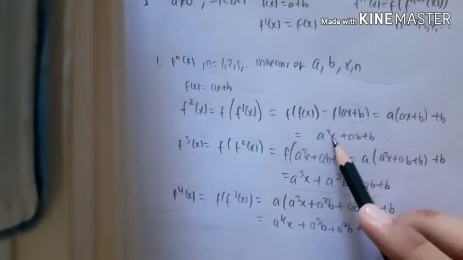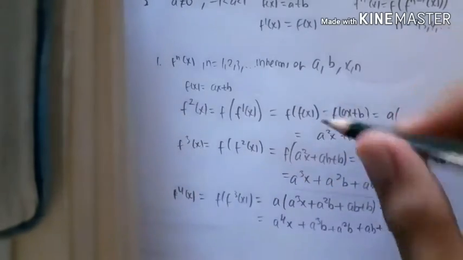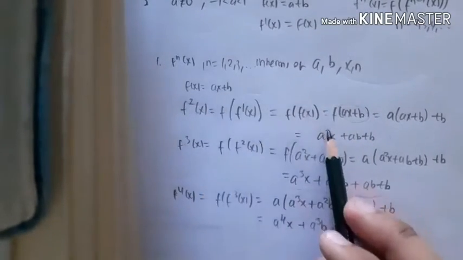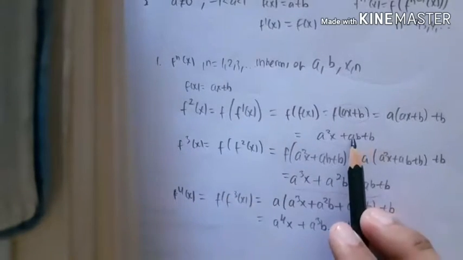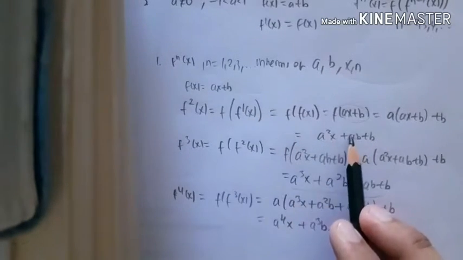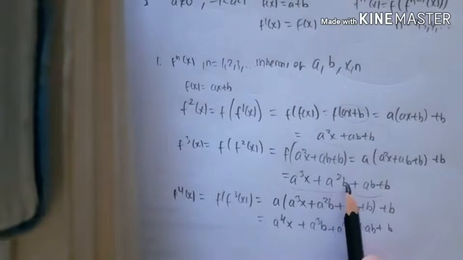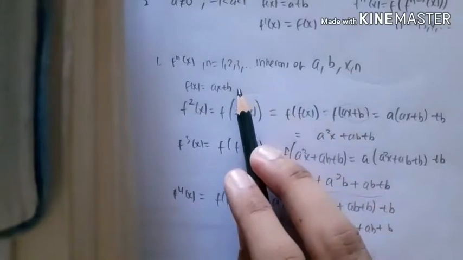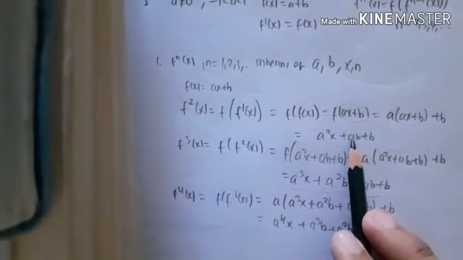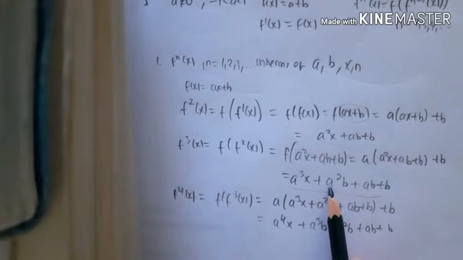This a squared x from f squared x actually continues from a to the power of 1, a to the power of 2, a to the power of 3, a to the power of 4, and b is always there. Meanwhile, ab is here. You see that this is a squared b plus ab. In here there is no ab, so we can say that a to the power of 0 b, a to the power of 1 b, a to the power of 2 b plus ab, then a cubed b plus a squared b plus ab. So that is the pattern.